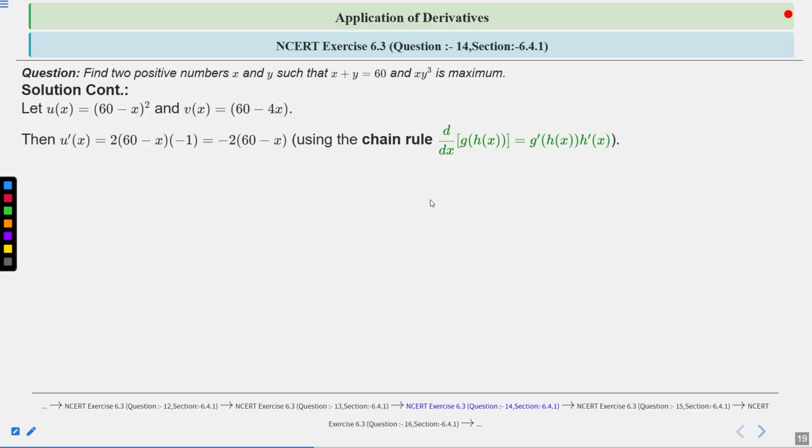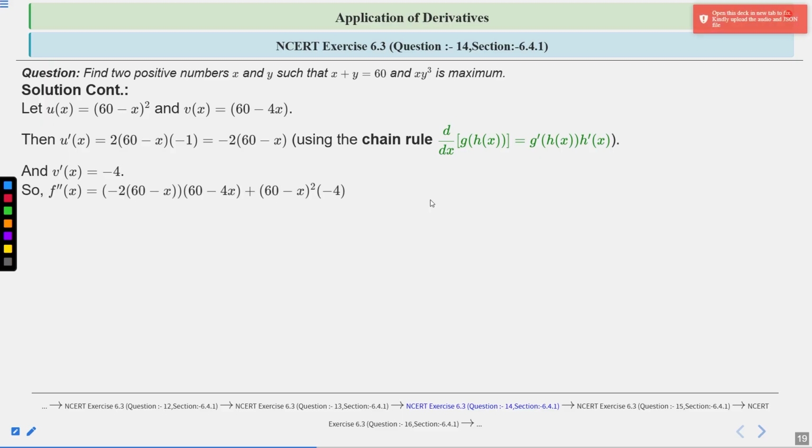Using the chain rule, which is d upon dx of g of h(x) is equal to g dash h(x) into h dash x, okay? And we can say that v dash x is equal to minus 4, okay? So we can say that f double dash x is equal to minus 2 times (60 minus x) into (60 minus 4x) plus (60 minus x) whole square into minus 4, okay?